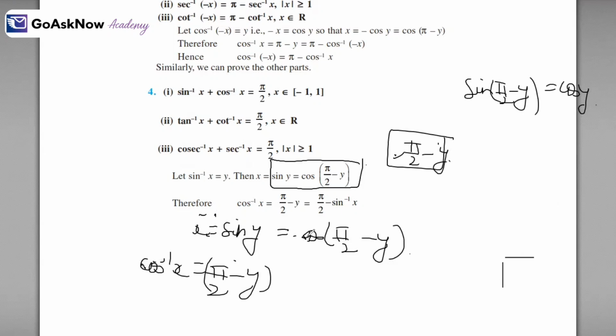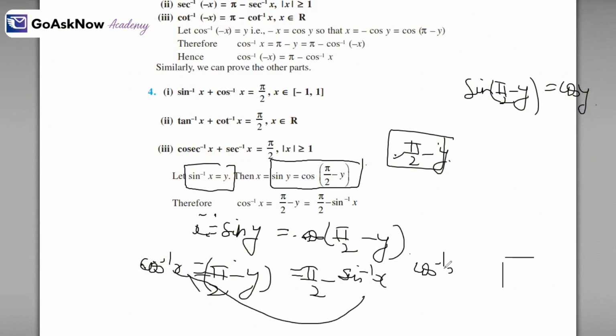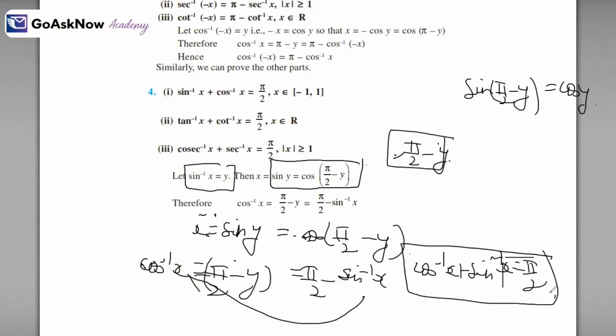And similar to that, I can write pi by 2 minus y, where y is sine inverse x only. So I can write it like sine inverse x. After taking sine inverse x to this side, I get cos inverse x plus sine inverse x equal to pi by 2. That is the important formula for you, and it is like an identity for inverse functions. Similar to this proof, you can prove the other two formulas also. So I leave it for you, and you should do this.